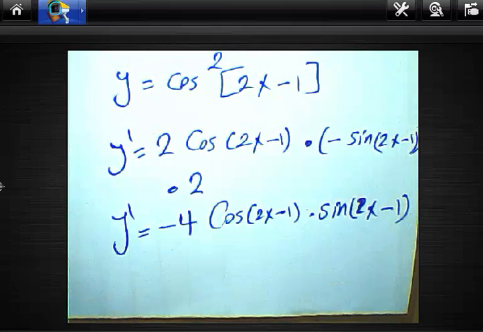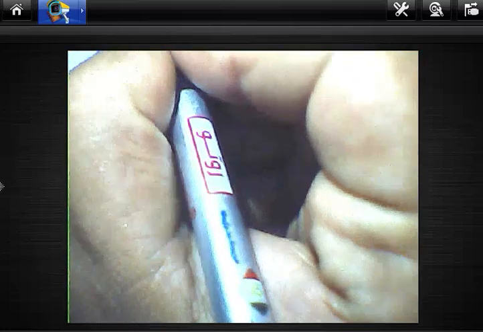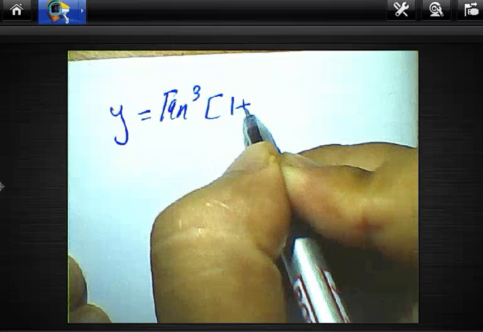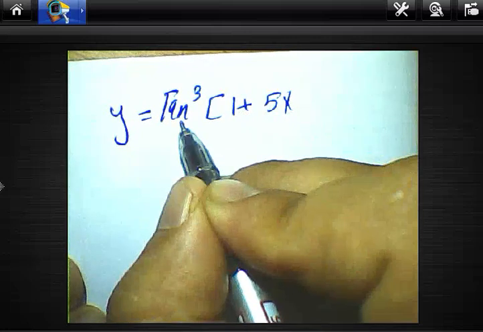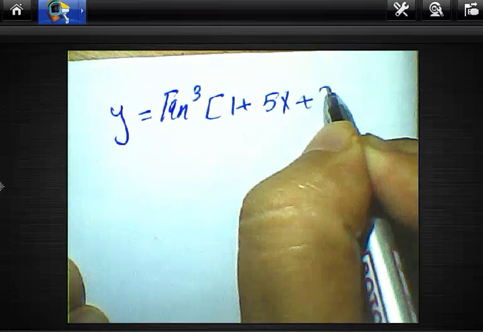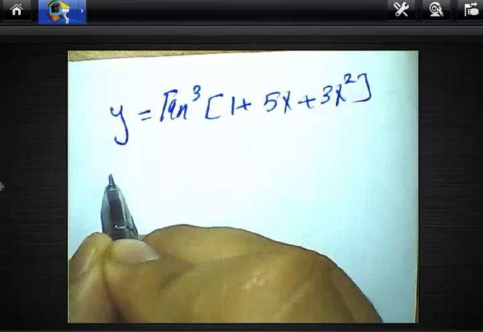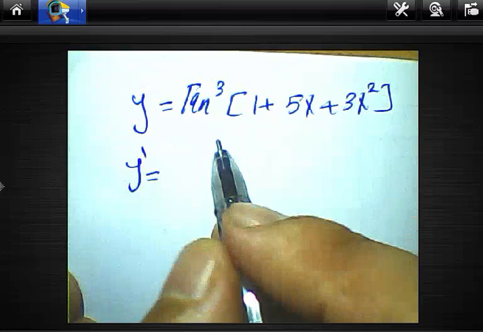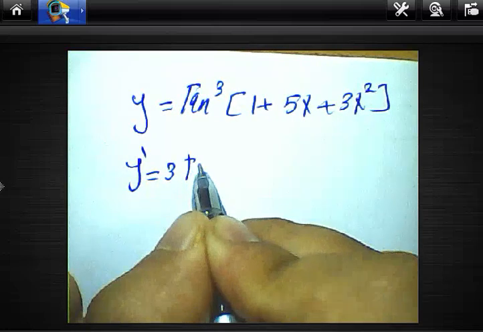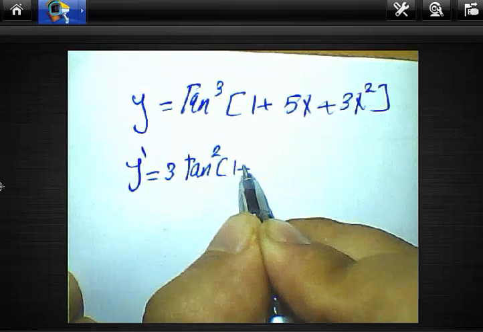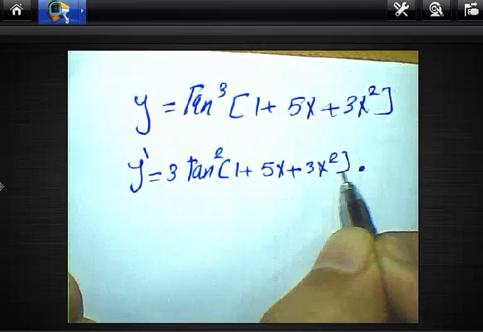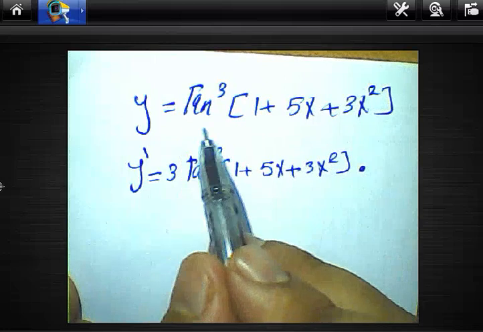Okay, but here y equal tan power 3 of (1 plus 5x plus 3x power 2). This is the angle of tan. We know we can drop the power here. The derivative of this function: we must drop the power here, so the result will be 3 tan power 2, and we can write this angle here, (1 plus 5x plus 3x power 2), multiply by the derivative of this trigonometric function.